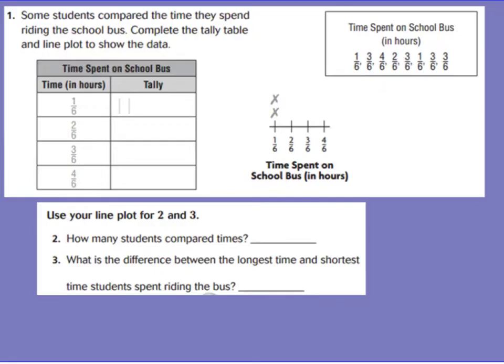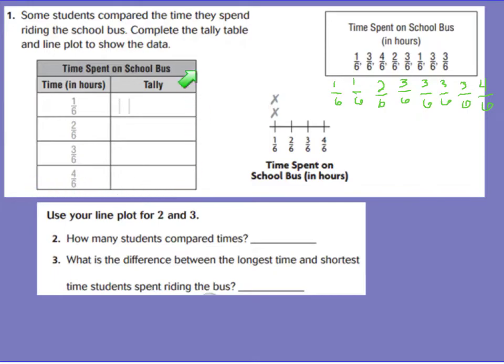So the first step in making a line plot is that you have to put your data, your numbers, your fractions in order from least to greatest. So that's what I did here. I'm going from least, the smallest fraction or the shortest time spent on the school bus, to the biggest fraction or the longest time spent on the school bus. So then we have to come and make a tally table using our information that we have.